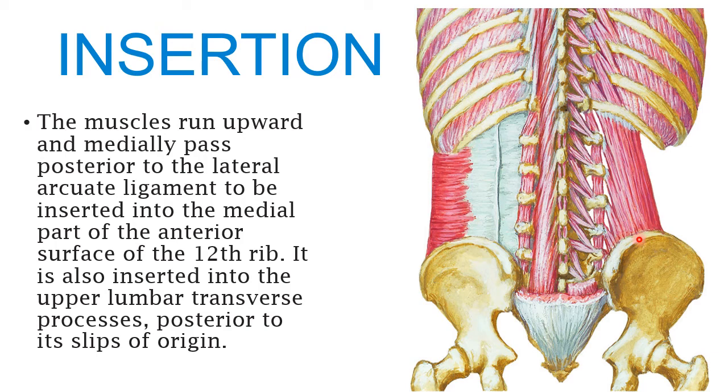Origin is from the iliac crest and the iliolumbar ligament, and insertion is extending up, reaching the 12th rib, the anterior surface of the 12th rib. Okay, so medially it is getting inserted. It is also inserted to the upper part of the lumbar transverse processes, posterior to the slips of origin. So this is the insertion of the Quadratus lumborum muscle.